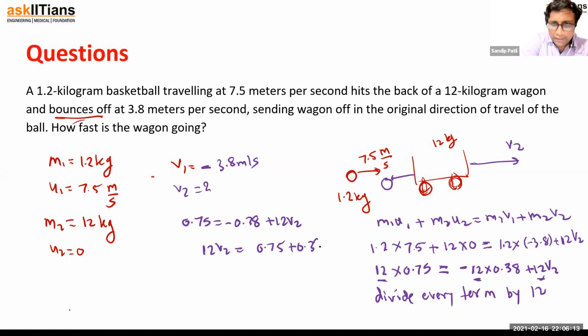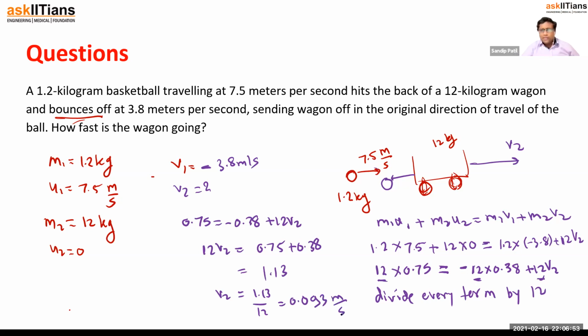0.75 plus 0.38, these are our easy calculations, it will give me 1.13. Or V2, I can say 1.13 divided by 12. We know that 12 sevens are 84, 12 eights are 96, then we have 108, right? So 12 nines are 108, carry, remainder will be 4. So 0.093 meter per second will be the velocity of that wagon.